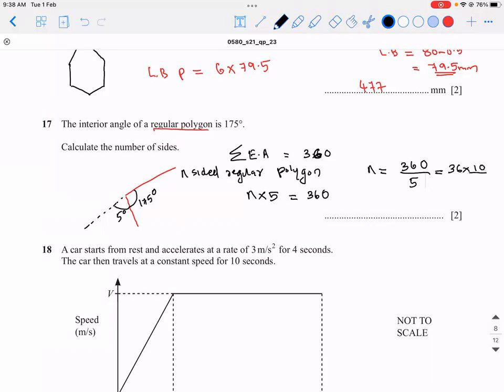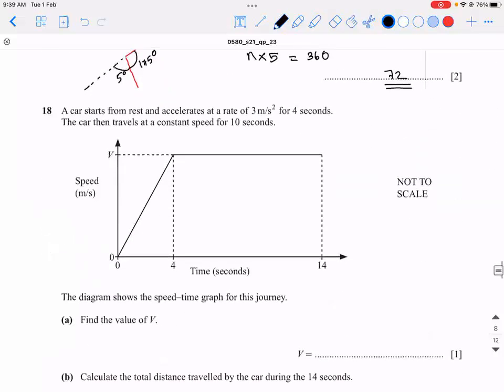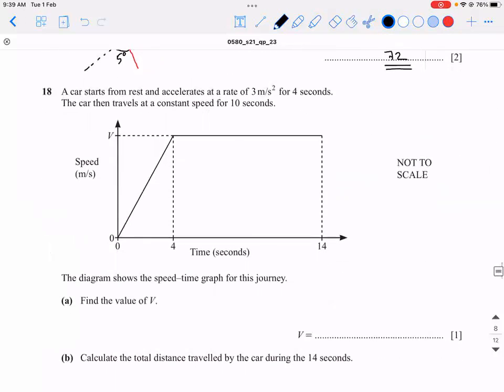You can do some mental calculations if you want. 360 is 6 multiplied by 10 by 2, so it should be 72. Or directly you can input the value in a calculator. So how many sides for this? 72. So that is the idea about this question. Okay, move on to next question.